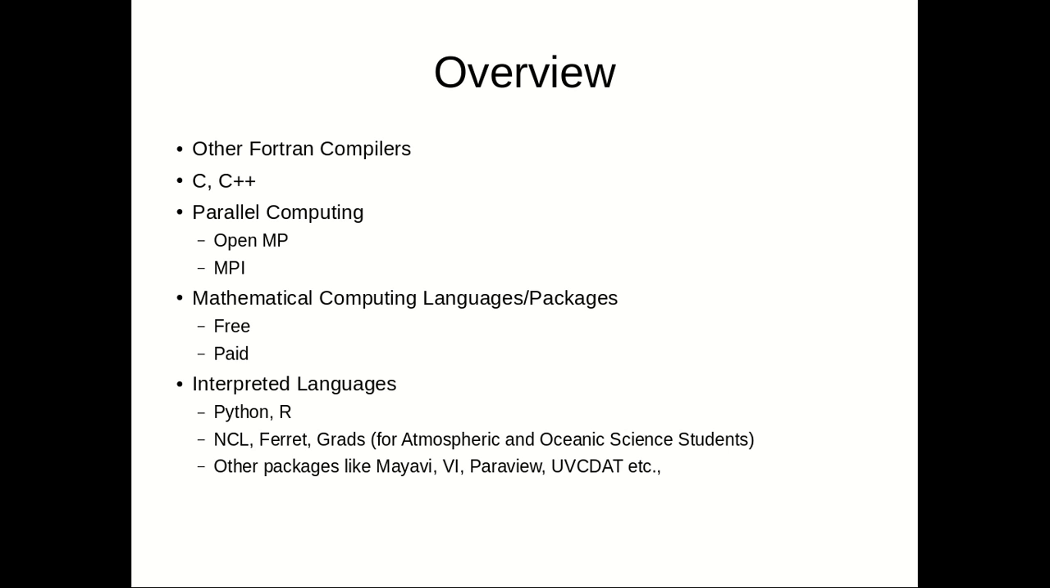Now to give you an overview, we'll be looking at other Fortran compilers, some comments about C and C++ language, some parallel computing procedures like OpenMP, MPI, some mathematical computing packages and languages which are free and paid, and some details regarding interpreted languages like Python, R, and other programming languages and packages like NCL, Ferret, GrADS, and other tools like Maya, VI, Paraview, UVCDAT, etc. Don't get frightened by all this stuff, we will not be going into detail. I'll just be touching upon it here and there with a little information.